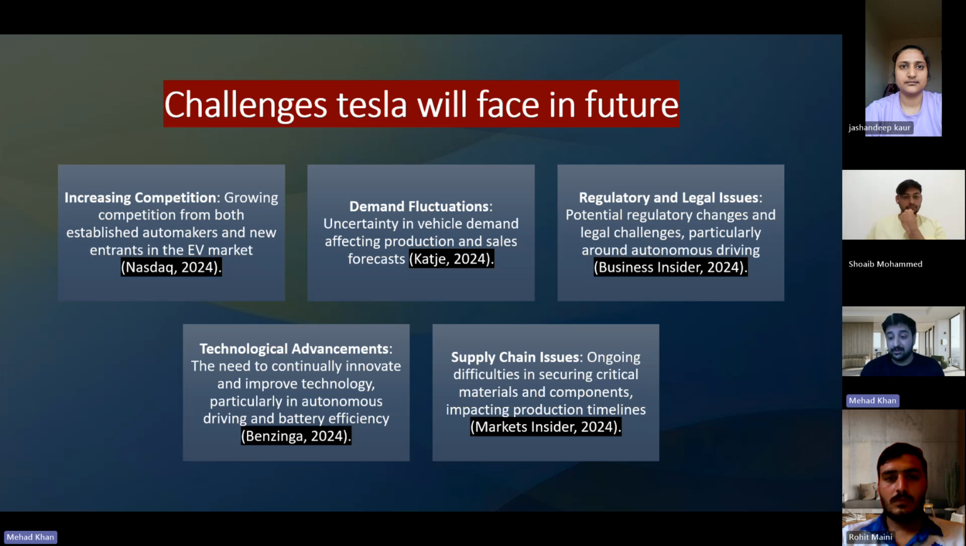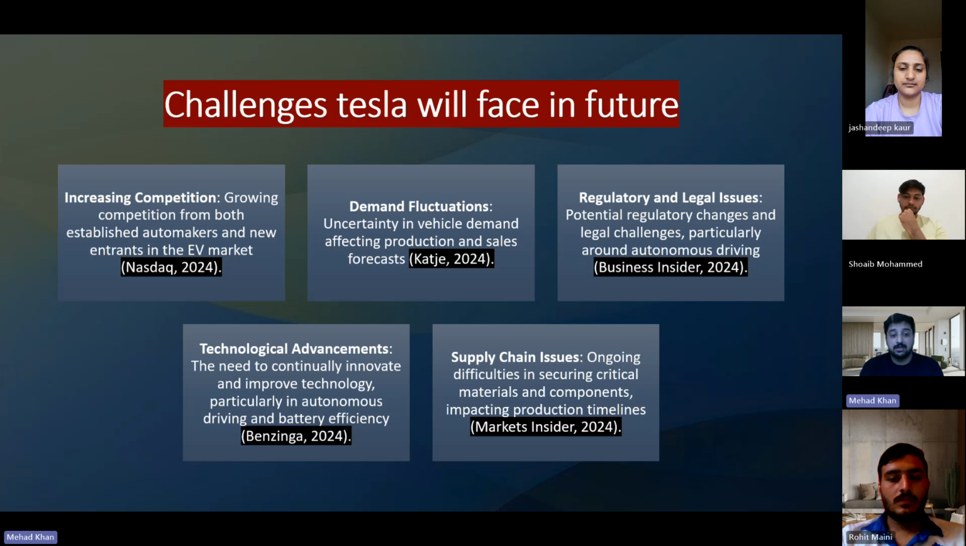Next is the technological advancement. Since Tesla is obviously a technology-driven company, they believe in technology and innovation. So in order to maintain that, they have to advance the technology level each year, and for every course they are going to need a different technology and everything. So maybe it's a challenge for Tesla in the future. The competitors might get better technology than them. So it's a challenge for Tesla to spend a good amount on R&D, research and development, to keep their technology up to date.